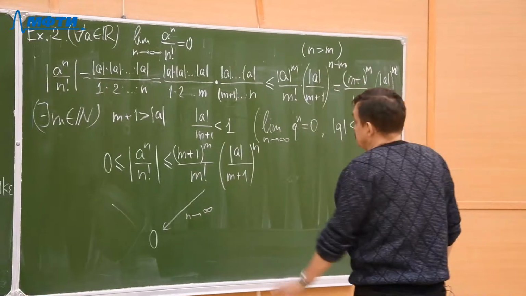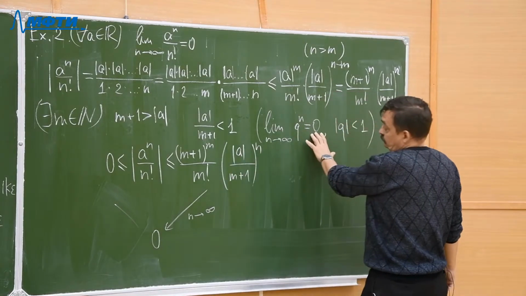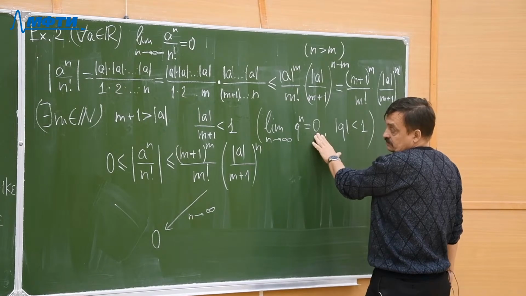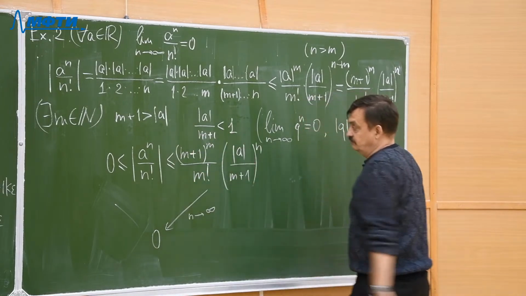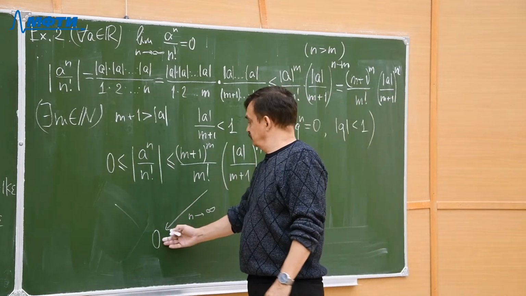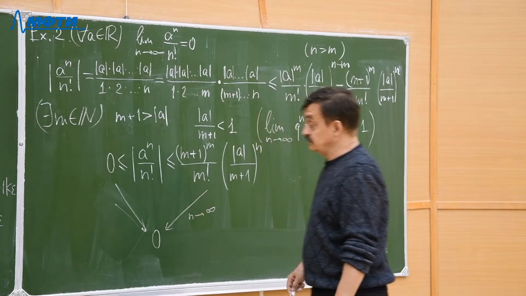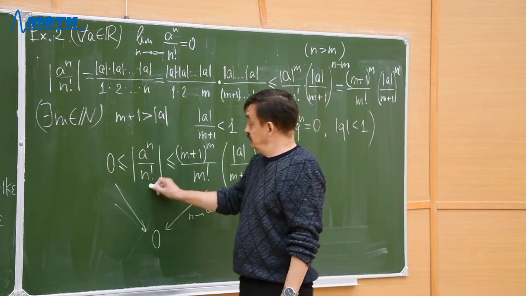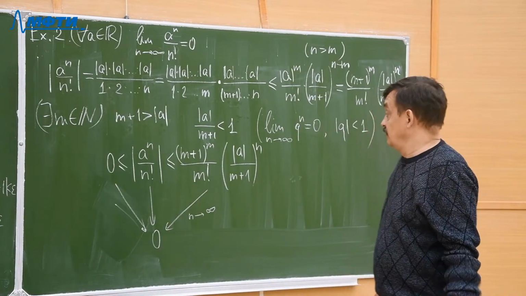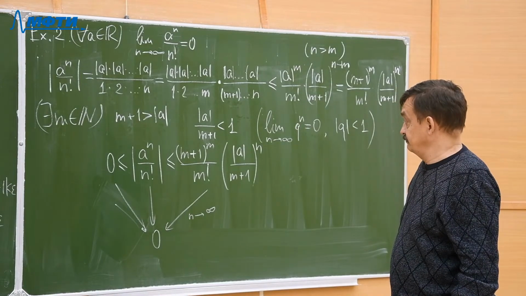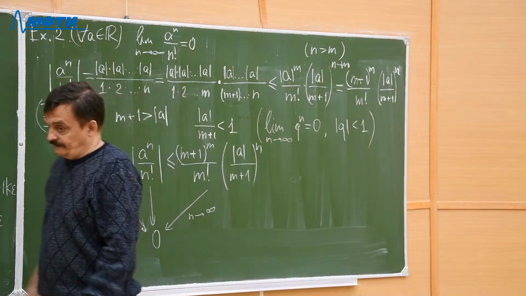And so here we have a product of a sequence which has 0 as a limit and a constant term. So the product gives 0 in the limit. The left hand side tends to 0 as well. So the middle tends to 0 by the two-policeman theorem. And that is the end of the proof.